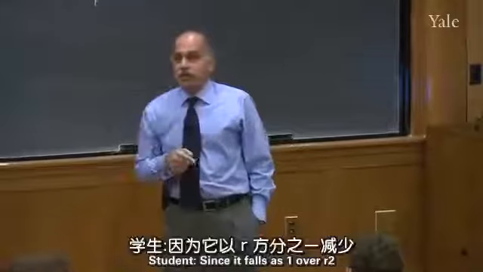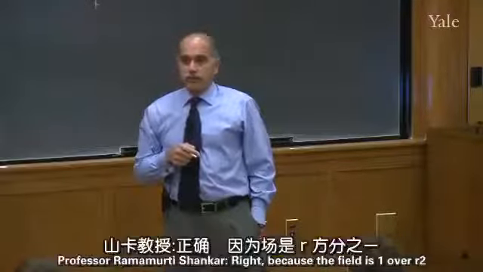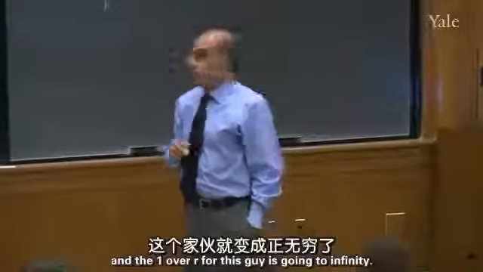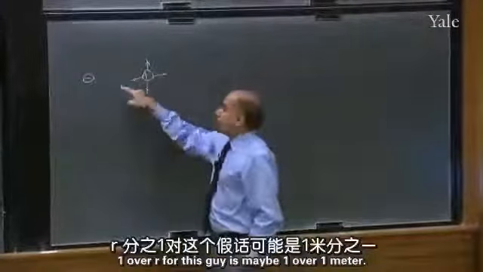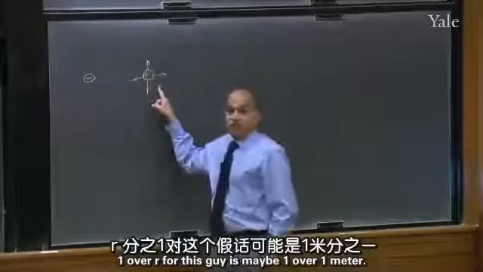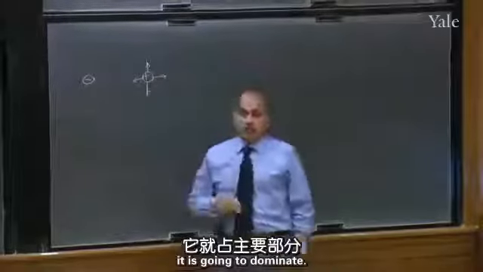Since it falls as 1 over r squared and you're so much closer to one than the other... Right. Because the field is 1 over r squared, and the 1 over r for this guy is going to infinity. 1 over r from this guy is maybe 1 over 1 meter. It's finite. So when you come arbitrarily close to a charge, it is going to dominate.